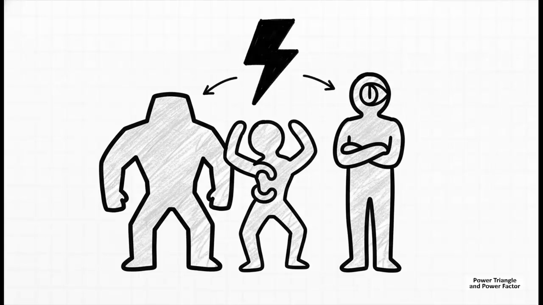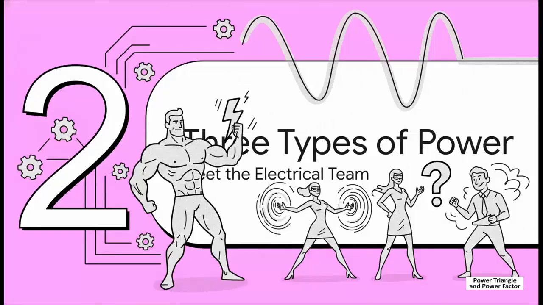And here it is, our first major clue. The solution isn't to throw out that old formula we learned. It's about expanding it. We have to stop thinking about power as just one single thing and start seeing it as a team of three distinct players, and each one has a very different job to do. So let's meet these three types of power. And to make this really clear, we're going to treat them like characters in a story. Each one has a name, a role, and a totally unique contribution to the whole system.